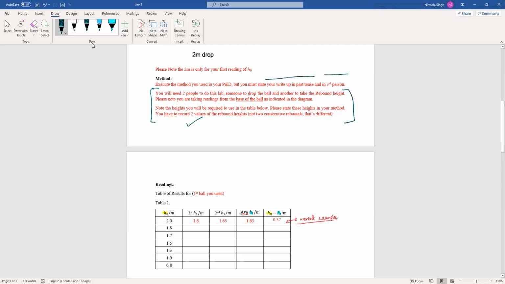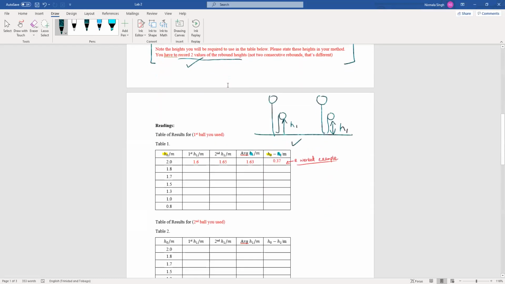Please note you have to record 2 values of the rebound height, not 2 consecutive rebounds. That is something different. What you're going to do is have them release the ball and it's going to bounce back to the first rebound. You're going to take that as one reading, and you're going to repeat the whole thing, have it go, bounce and reach your second rebound. That's going to be your second H1 reading. So you're just taking it twice to make sure that you get pretty okay averages.